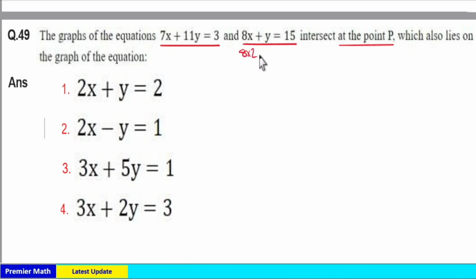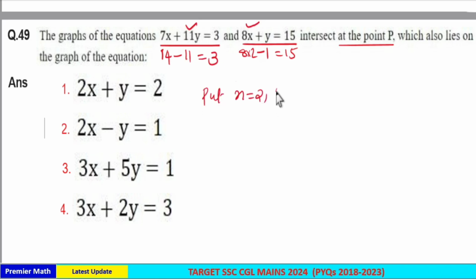8 into 2 is 16. 16 minus 1 will give you 15. So x equal to 2 and y equal to minus 1. Let's check here. 7 into 2 is 14 and 11 into minus 1 is minus 11. 14 minus 11 will give you 3. So these two equations are correct when you put the value of x as 2 and y as minus 1. So let's check in the options.